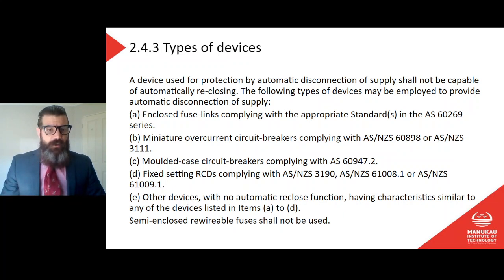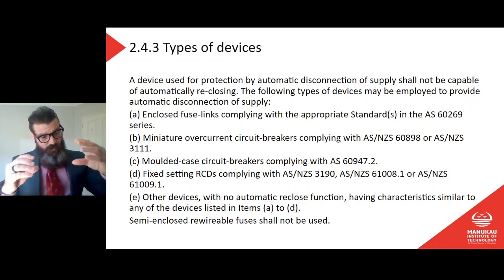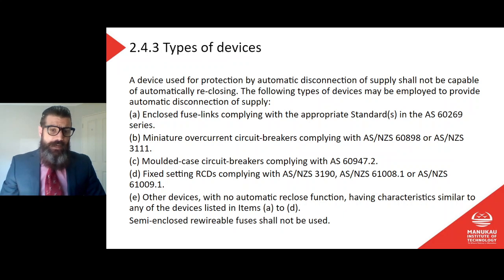So the types of things we can use: enclosed fuse links. So that's talking about an HRC fuse link that's put into a holder, and that goes into the enclosure. A miniature overcurrent circuit breaker, so a normal MCB that we would come across. Moulded case circuit breaker, essentially the same thing as an MCB. It's just bigger. It's not really necessary to differentiate between them. They're just circuit breakers. D, a fixed setting RCD. Well, we know what an RCD is, and we understand why we would use that and where we would use that. The only interesting thing there is that it's a fixed setting.